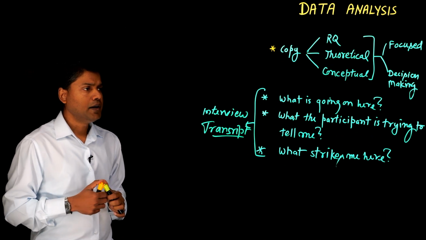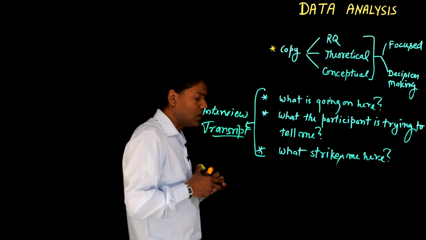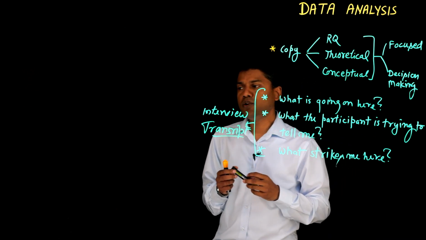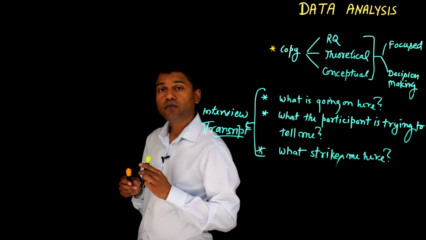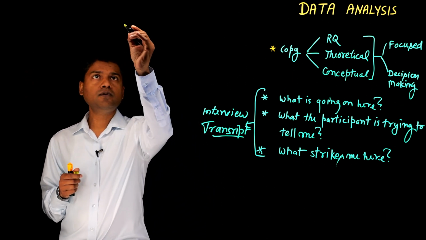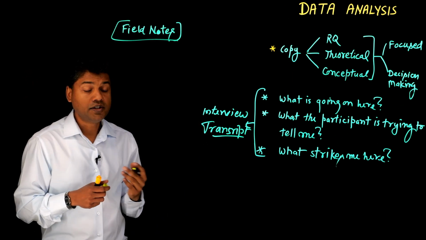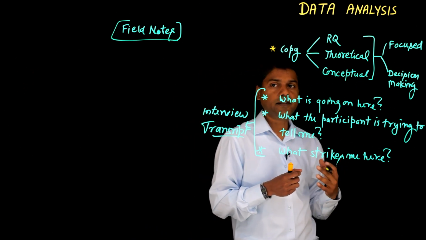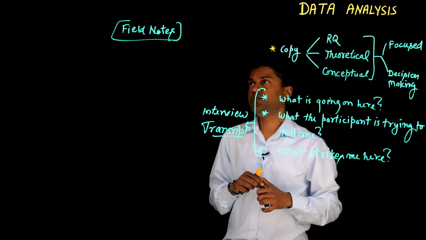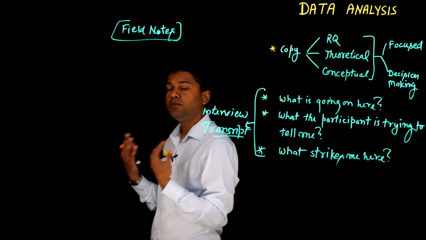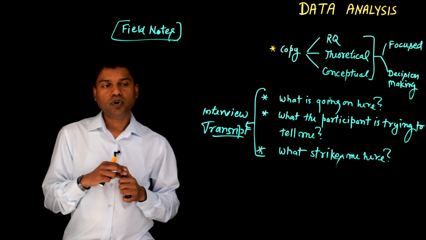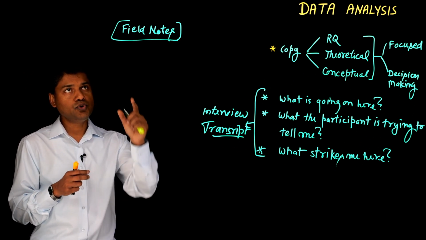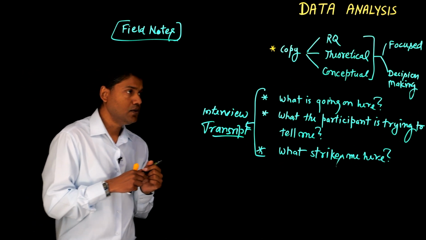I want to talk about what are some of the things that you want to keep in your mind when you are coding field notes. As you know, field notes are researchers' observations that they note down during data collection and data analysis. When you are talking to your research participant or doing observations, you are noting down those observations from the field, and those notes are called field notes.